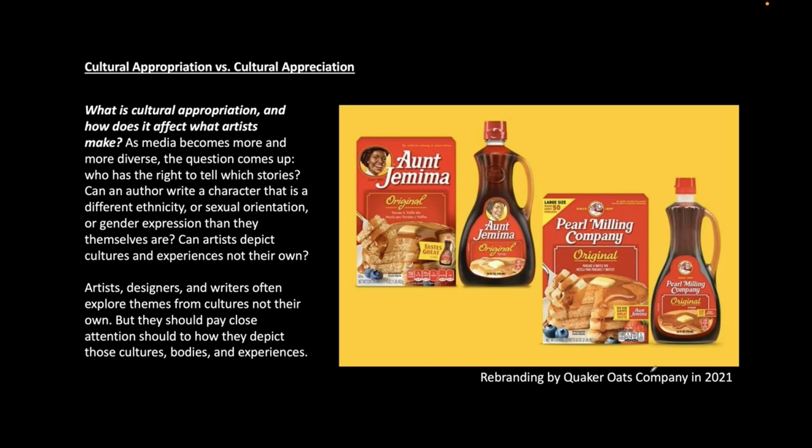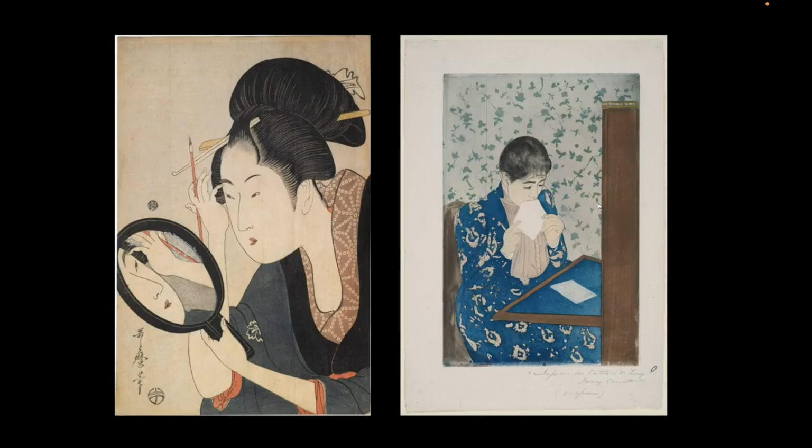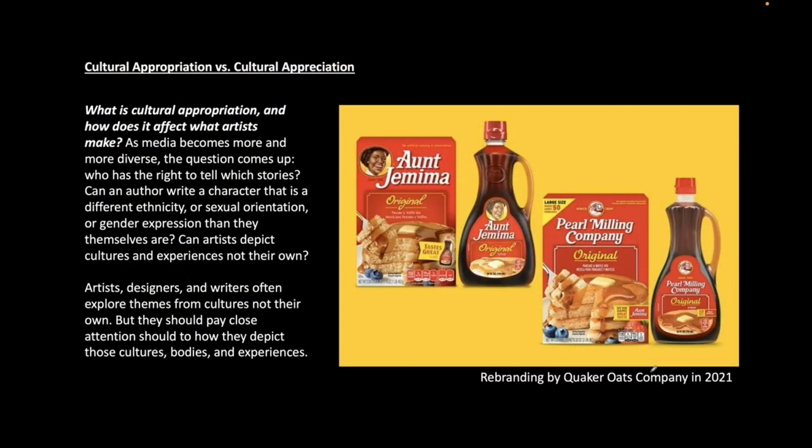Can an author write a character that has a different ethnicity or sexual orientation or gender expression than they themselves have, right? Is that something that can be done? Can artists depict cultures and experiences not their own, right? As we've seen with an example such as this, artists have been thinking about this for a really long time, but we have to think about, well, what is the line, right? It is totally possible for artists, designers, writers to explore ideologies, themes, styles from cultures not their own. The question that has to be kept in mind is paying close attention to how they depict those cultures, bodies, experiences, right? So what is the root of that appropriation?